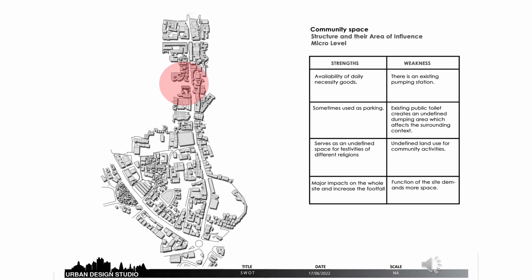Similarly, there are weaknesses. There is an existing pumping station there. The existing public toilet creates an undefined dumping area which affects the surrounding context. Undefined land use for community activities. Function of the site demands more spaces.